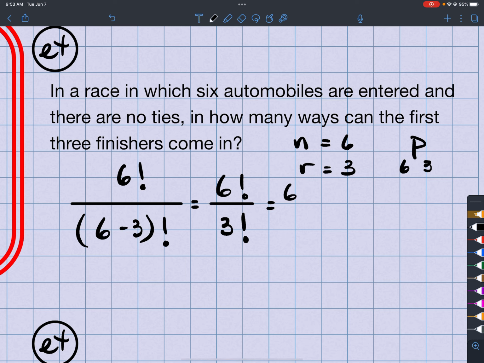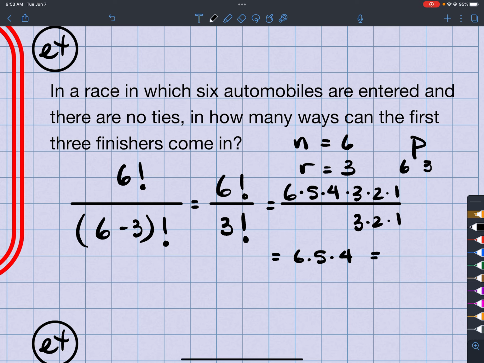So I got 6 times 5 times 4 times 3 times 2 times 1 over 3 times 2 times 1. So all I'm left with is 6 times 5 times 4, which is going to give me, I believe, 120 different ways. Yep, 120 different ways of these 6 cars finishing first, second, and third.